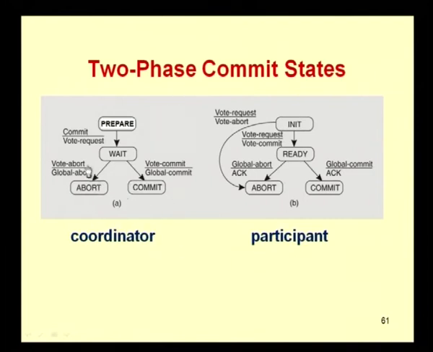Here the coordinator prepares the vote request and then waits, and once it gets the replies, it will send either an abort or a commit. From the participant's angle, it will initiate, get ready, give the reply, and then it will get the global decision.